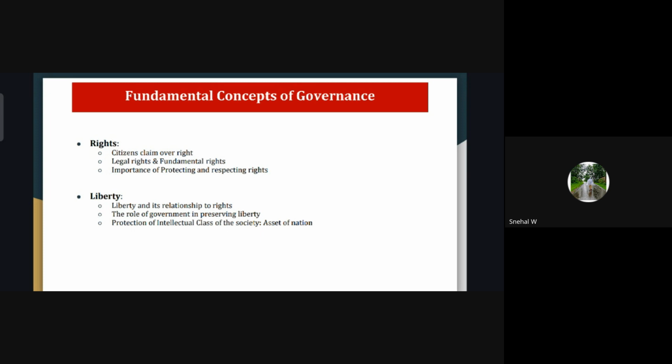So if your child is falling under the category of 6 to 14 years, he can get free and compulsory education from the government. Nowadays, under RTE, the right to education, 25% of seats are reserved for economically weaker sections also, right? So this is also something important over here.